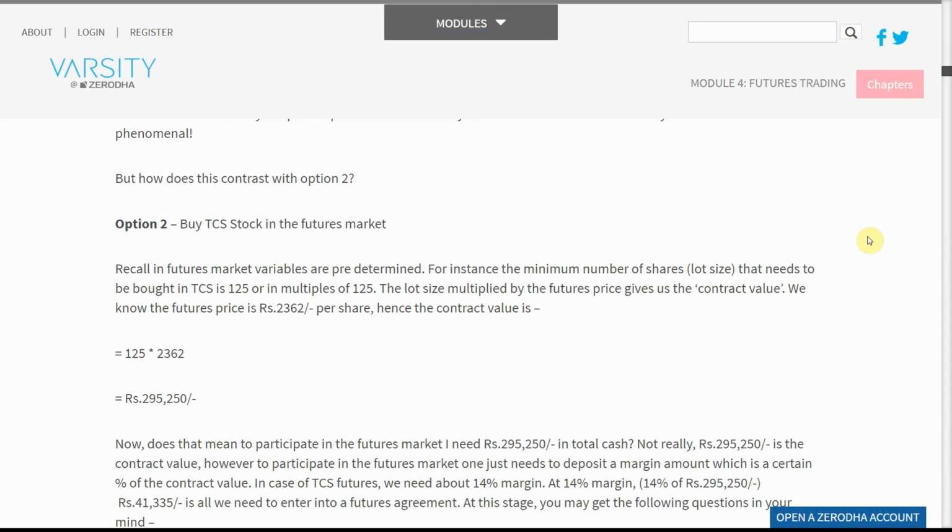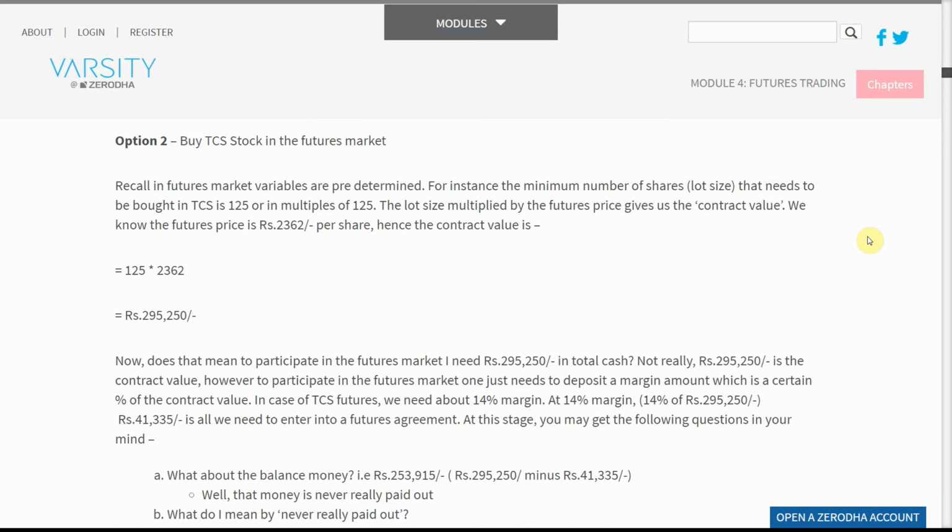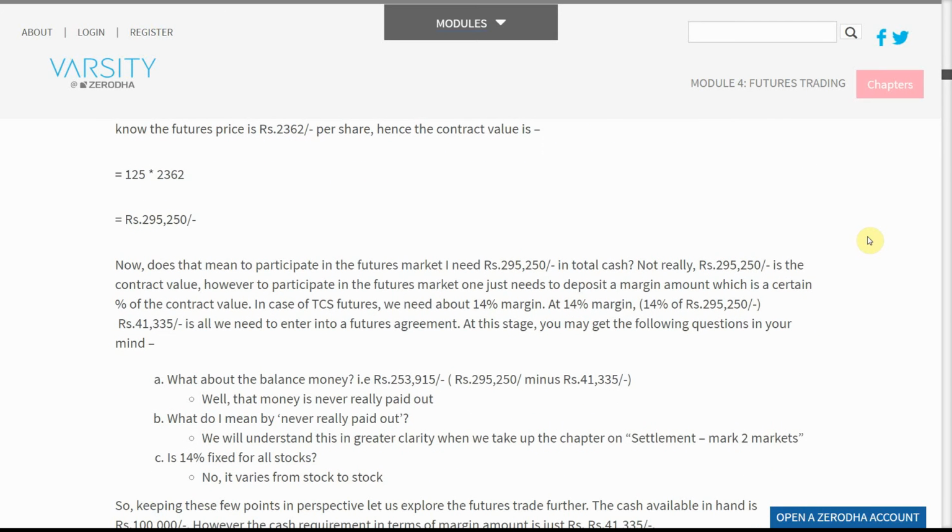295,250 rupees. Now, does that mean to participate in the futures market I need 295,250 rupees in total cash? Not really.